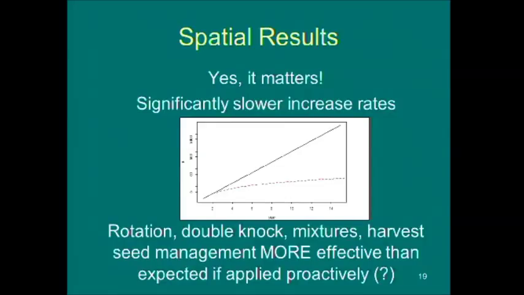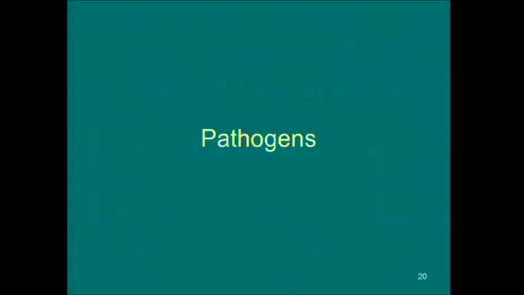And there's also some preliminary results that seem to indicate that lots of these IWM, integrated weed management strategies, are probably more effective than we would think if we didn't consider spatial patchiness, as long as they're applied proactively when resistance genes are relatively rare and spatially dispersed across a field. So that's good news. Okay, so on to pathogens.